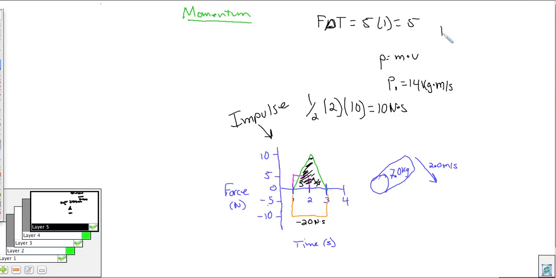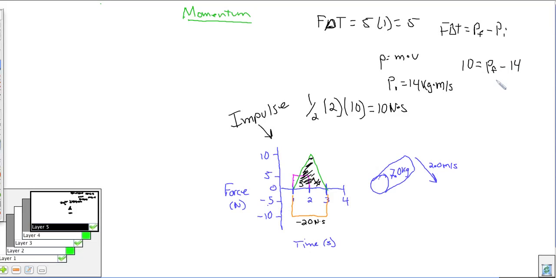Now I know that my impulse, which is force times the change in time, equals my momentum final minus my momentum initial. So I can just plug any of these in. Let's go with the green one right here. We figured out that impulse was 10 Newton seconds, because it was 1/2 times 10 times 2. And so that is going to equal my momentum final minus 14, because that's my momentum initial.